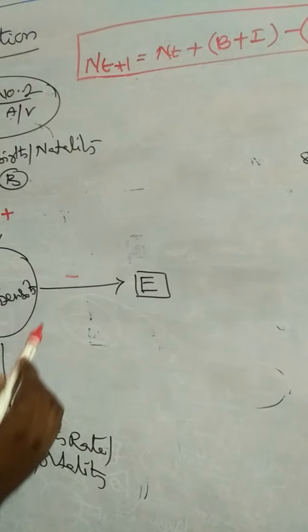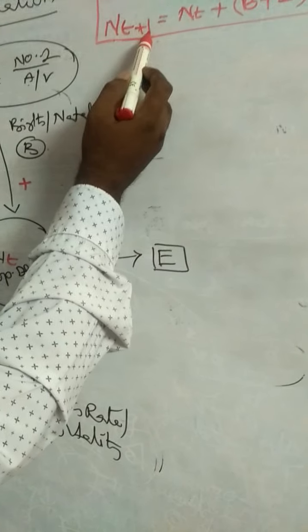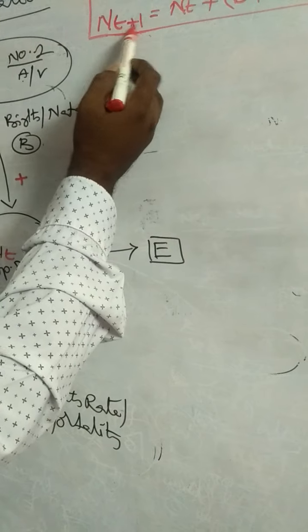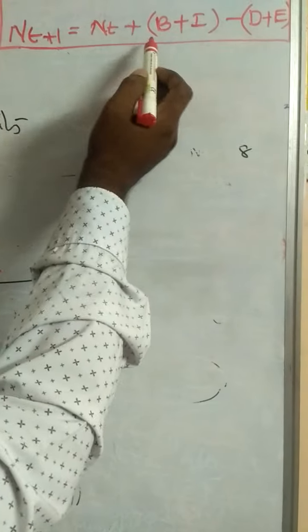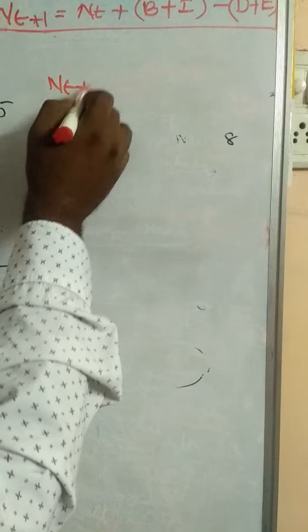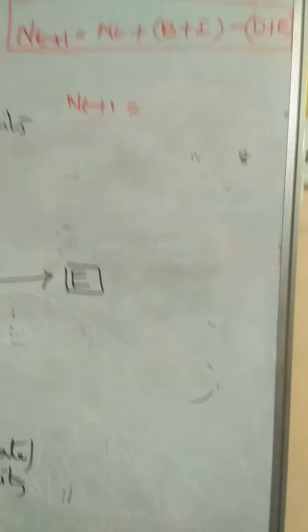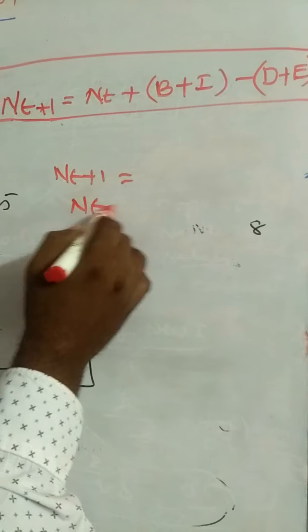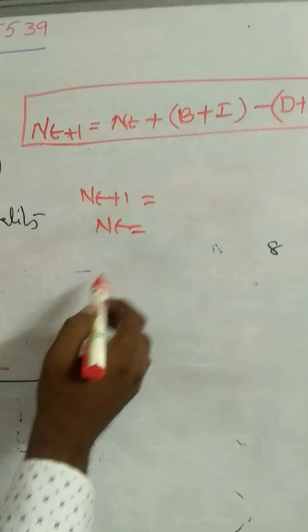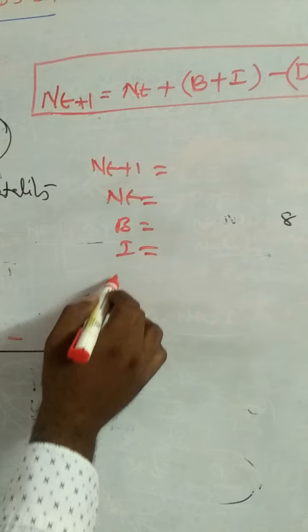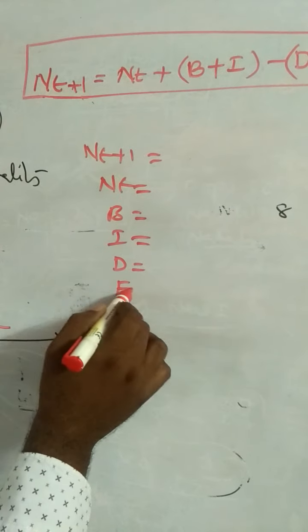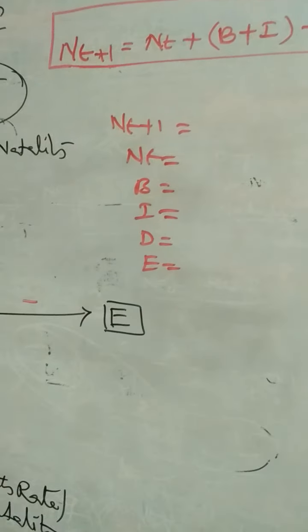Nt plus 1 is the population density at t plus 1. T plus 1 means time, 1 year or 1 week or whatever it may be. What is Nt plus 1? Population density after time t. Nt is the population density at present. B is equal to birth rate. I is equal to immigration. D is equal to death rate. E is equal to emigration.